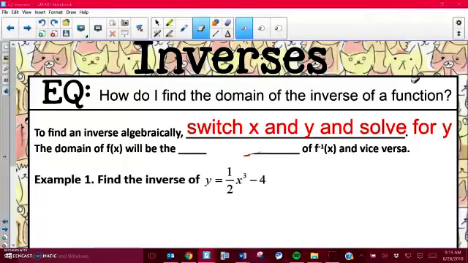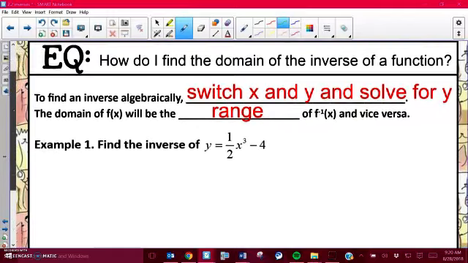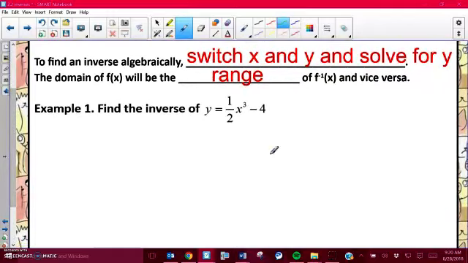The domain of f of x ends up being the range of the new function and vice versa. So if I wanted to find the domain of the inverse function, it's actually the range of the other one because you've just flipped x and y. So instead of having your domain be your x values and your range be your y values, it's just switched for your inverse.